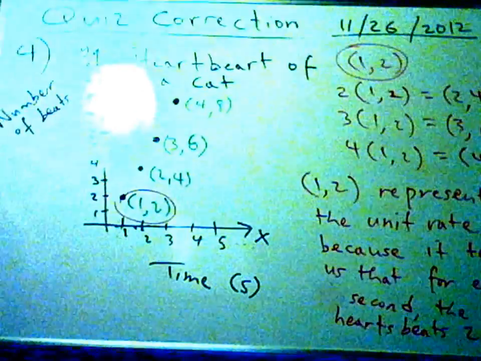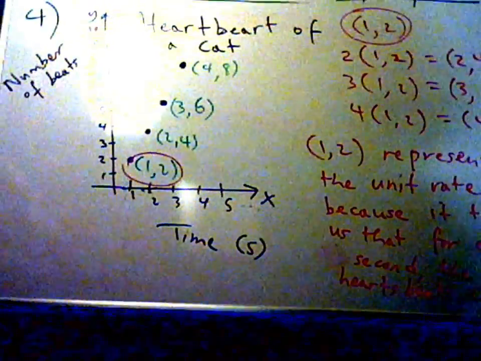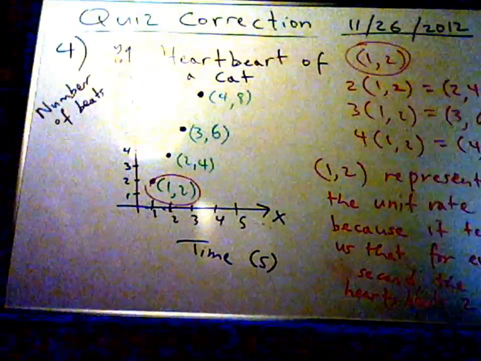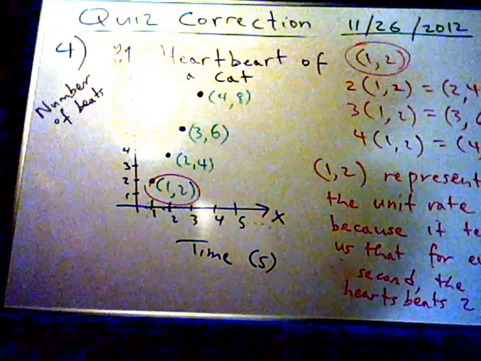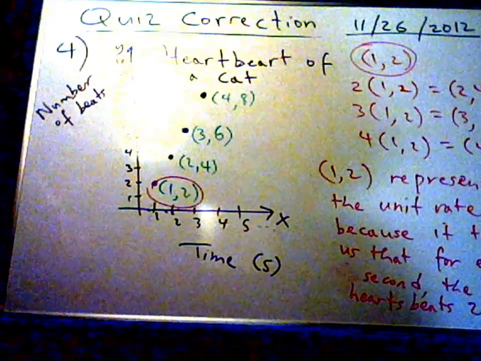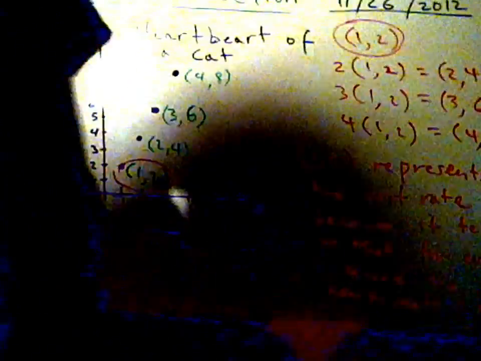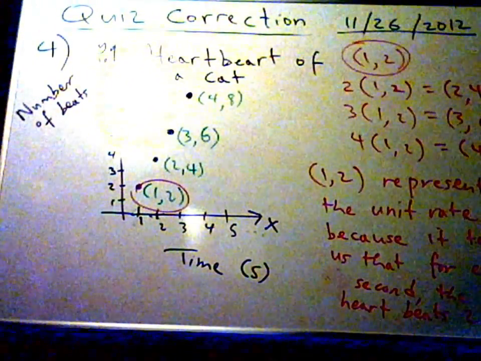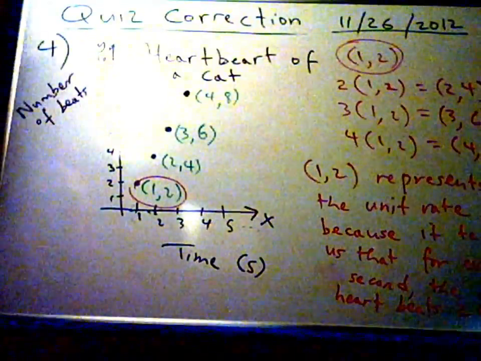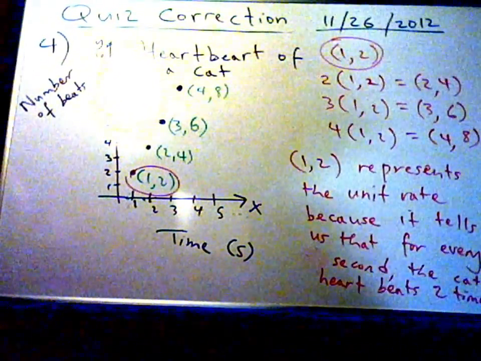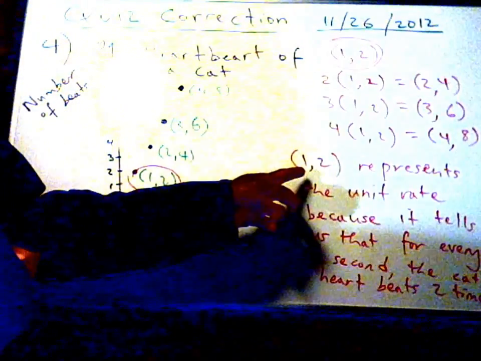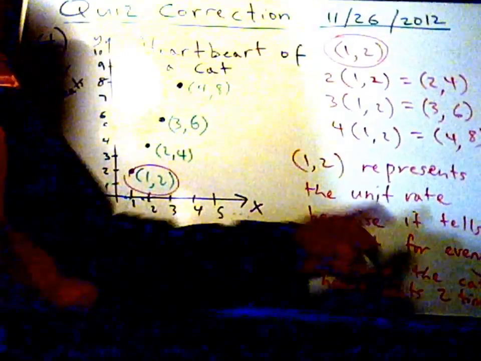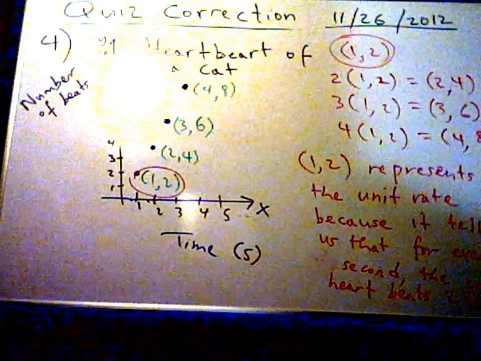Or you could also explain that 1, 2 is a unit rate because every other point is a multiple of 1, 2. So 1, 2 represents the unit rate because it tells us that for every second, the cat's heart beats 2 times. Or you can say that every other point is a multiple of 1, 2. Therefore, 1, 2 is a unit rate. Notice here, if you're going to have the unit rate, the point has to have 1 in there. This 1 tells us that it takes 1 second for the cat's heart to beat 2 times. Okay?